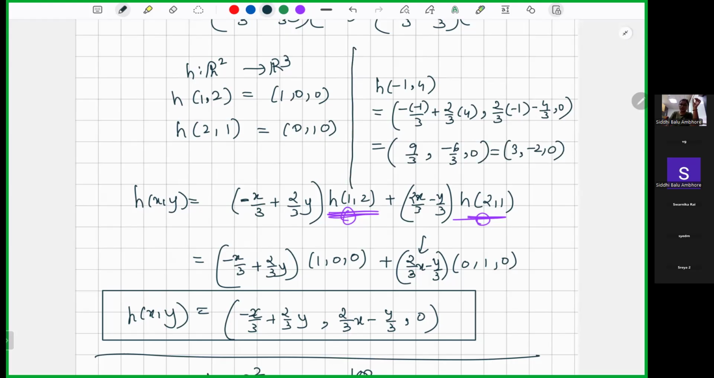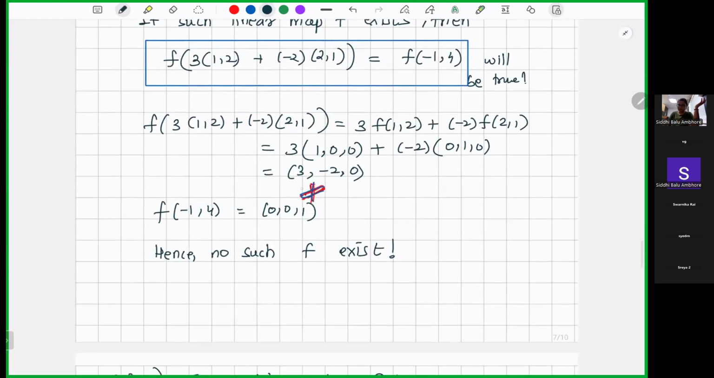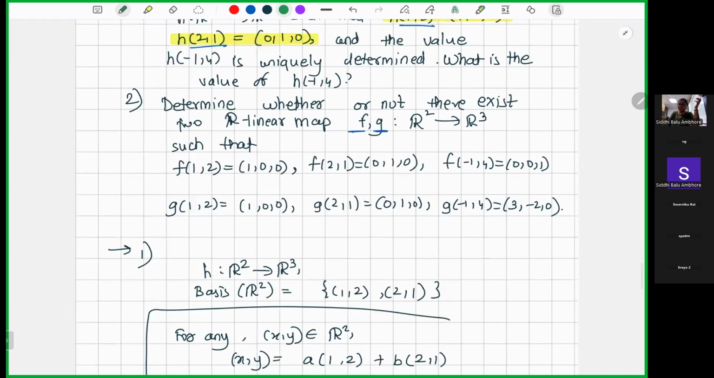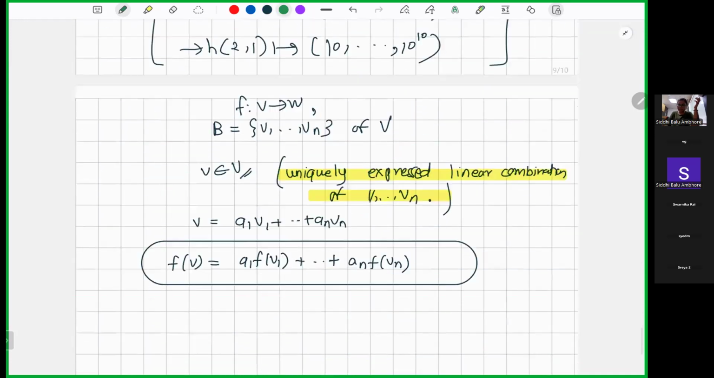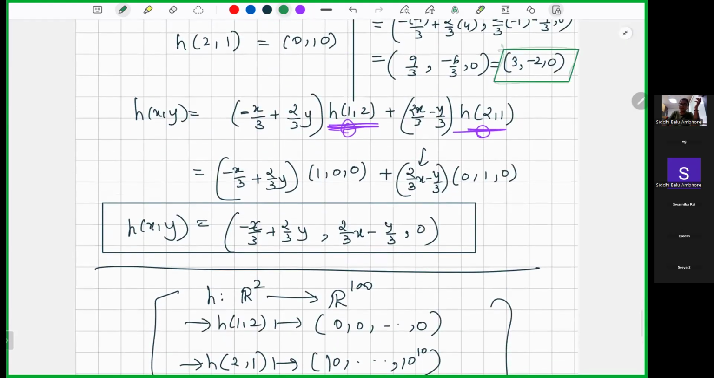H of -1, 4, which is not equal to 0, 0, 1. Yes, exactly, which is what we had in the previous example, which is what we wanted here. And see, here also that's what we got, -3, 2, 0, because it is unique. Here, we did not even calculate F. Still we can see that this is the value which we got. And here we have the entire expression of F like this, and this is exactly what we got here.